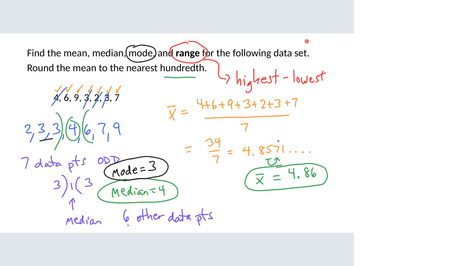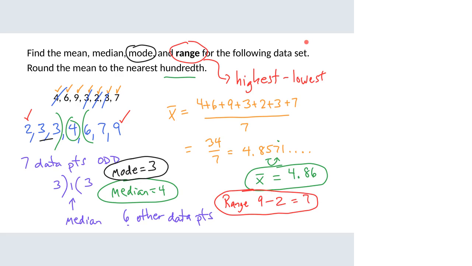And then finally, we need the range. And again, having them written from least to greatest is really helpful when we go to find the range. And that's the highest, which is 9, minus the lowest, which is 2. And so the range is 7. How far is it from the lowest to the highest?